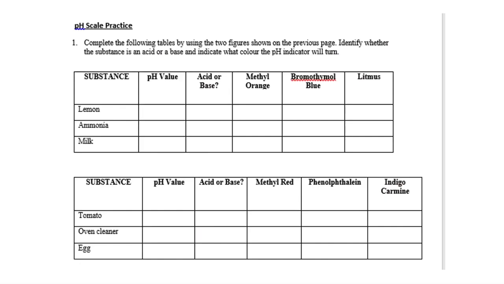This should be in your notes, but if we look back at our previous table, lemons have a pH value of 2, which makes it an acid because it's below 7. In methyl orange, it will appear red. In bromothymol blue, it will be yellow. And in litmus, it will appear red.